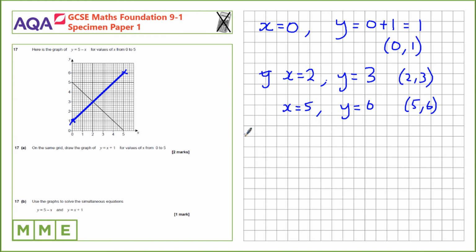17b. Use the graph to solve the simultaneous equations y equals 5 minus x and y equals x plus 1. These are the 2 graphs that we've already plotted. This was already plotted for us, and we plotted this one ourselves. So we just need to look at where the lines cross. And clearly they cross here at x is 2 and y is 3. So our answer is the point 2, 3.